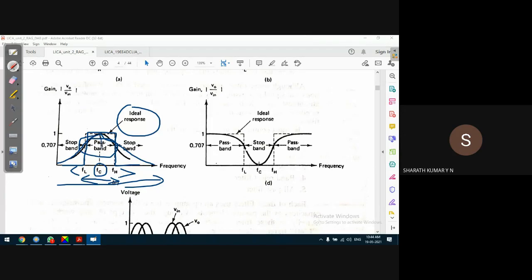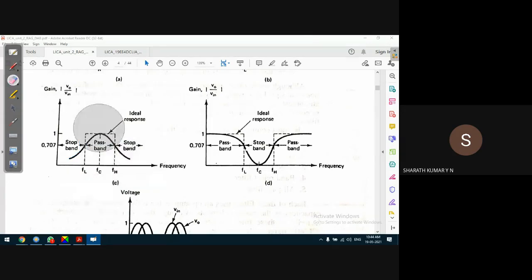But if you take 3 dB down in this circuit, and when you draw a horizontal line at 3 dB down, at 0.707, we get what is known as FL and FH. So this can be taken as the bandwidth of the pass band filter. Okay, so this is the pass band filter.